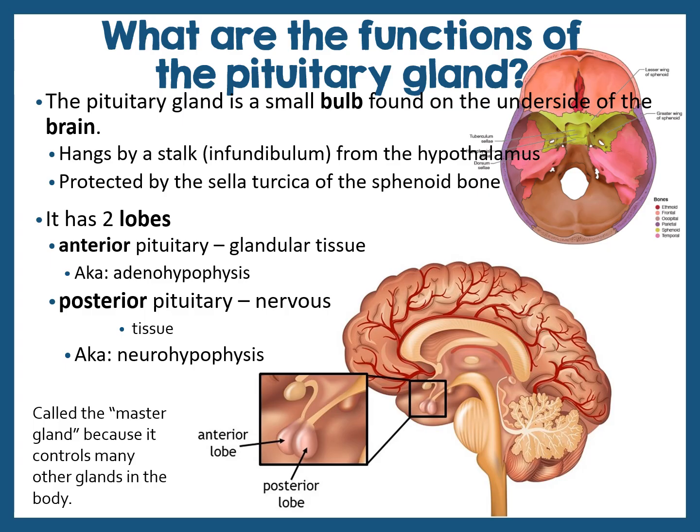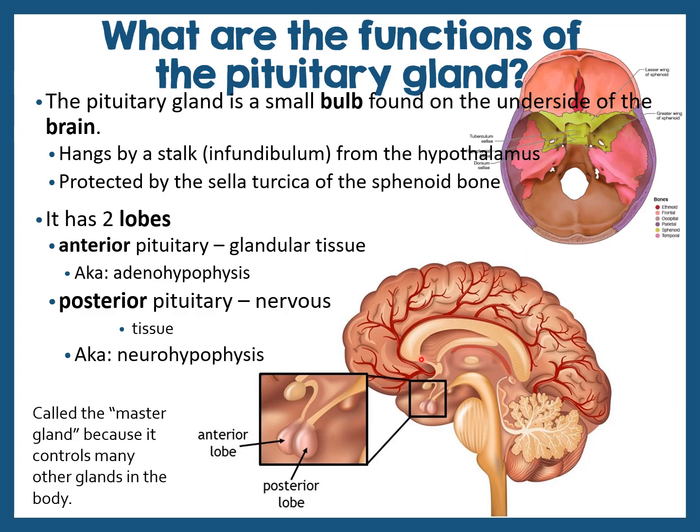We learned in the nervous system that the pituitary gland is the small pea-sized gland that is found on the underside of the brain. Its location is anterior and inferior to the hypothalamus. It actually hangs by a stalk called the infundibulum from the hypothalamus, and it's protected by the sphenoid bone of the cranium. It sits right in this location here that is called the sella turcica of the sphenoid bone.